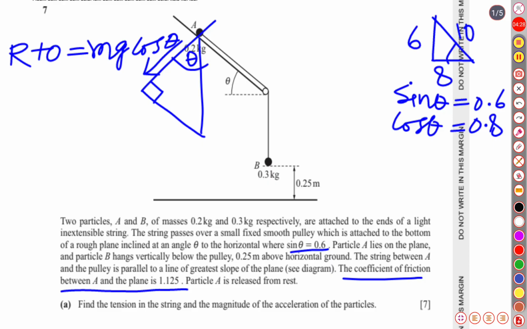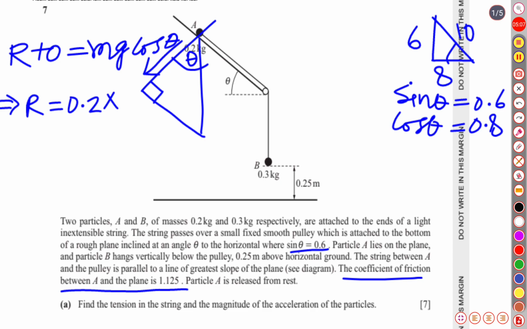Well, so let us find our normal reaction. R is equal to the mass of the particle. We are talking about particle A. Look at this. Particle B is not at all on any plane. It is just hanging below particle A. So there is no surface attached to B, so there should be no question about normal reaction or frictional force for B. It's all about A. So the mass of particle A is 0.2 and acceleration due to gravity is 10.